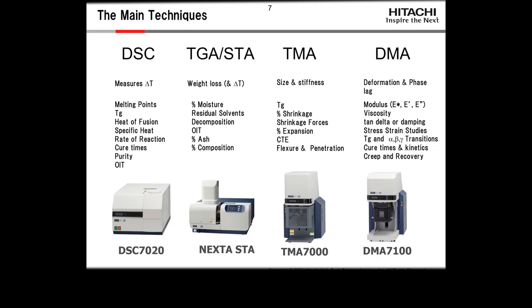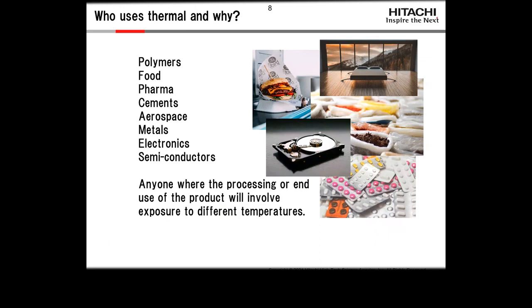TMA looks at changes in size and stiffness. And while that can also give you stuff like Tg, the important thing for TMA is it gives you coefficient of thermal expansion, CTE. And then DMA looks at deformation and phase lag and uses that to calculate modulus and viscosity. And this is used for a whole range of things, including, again, Tg. So if you notice, all four techniques still give you Tg and melting information, which will tell you just how vital those are to many of the industries we're looking at.